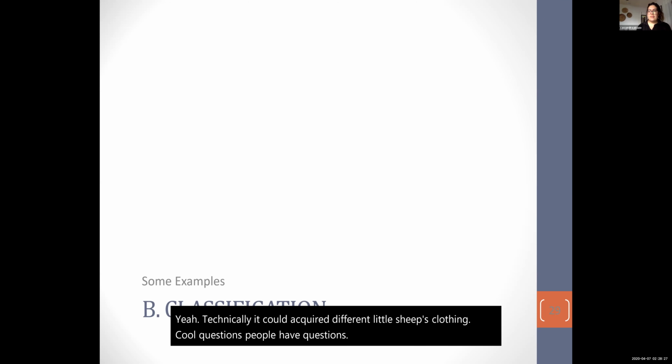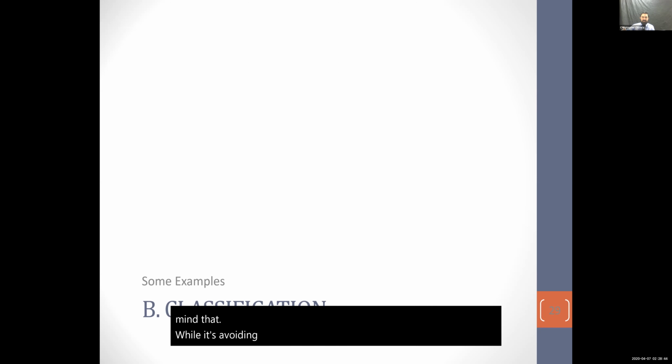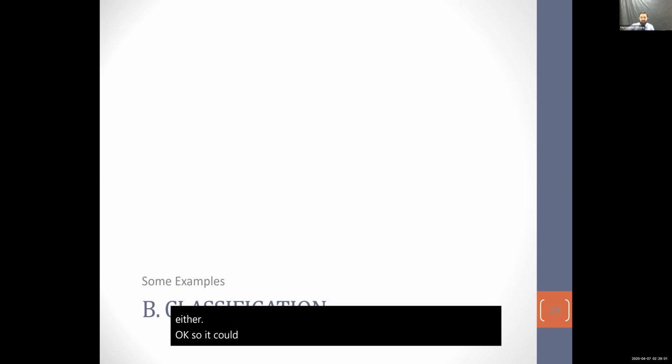Is this why people are asymptomatic with the coronavirus for up to 2 weeks? It could be. I'm not going to really establish that because I don't know enough about the virus since I haven't studied it. But keep in mind that while it's avoiding the host defenses, you're not going to feel a lot of the symptoms. It's also possible that you're not as susceptible to the virus, so it could infect you, it could be trying to take over you, but since it's not doing a good enough job, you're probably not going to feel very much of it either. So it could be a combination of these as well.